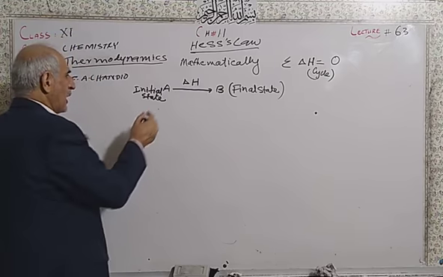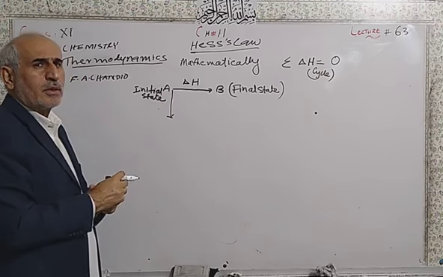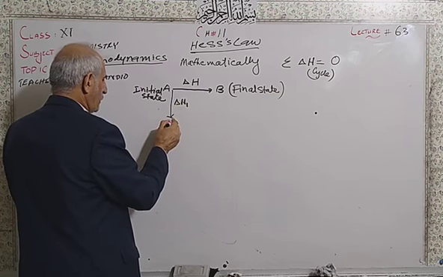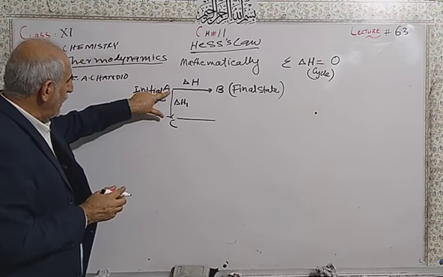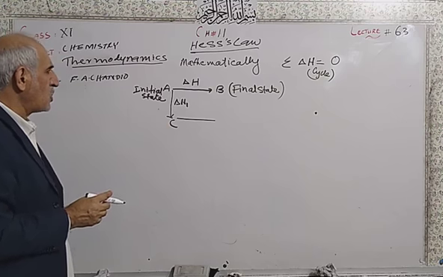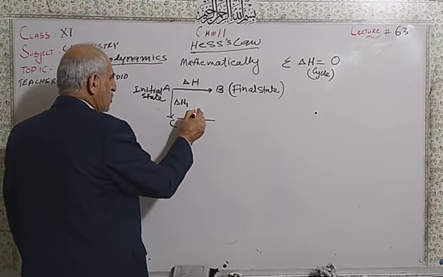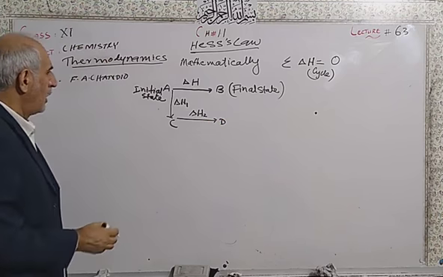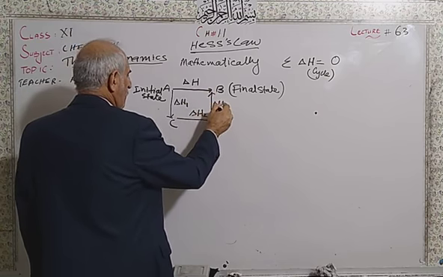In other words, if this reaction completes in many steps, this is the first step: delta H1, A changes into C. Then delta H2, C changes into D. Then delta H3, D again changes into B.